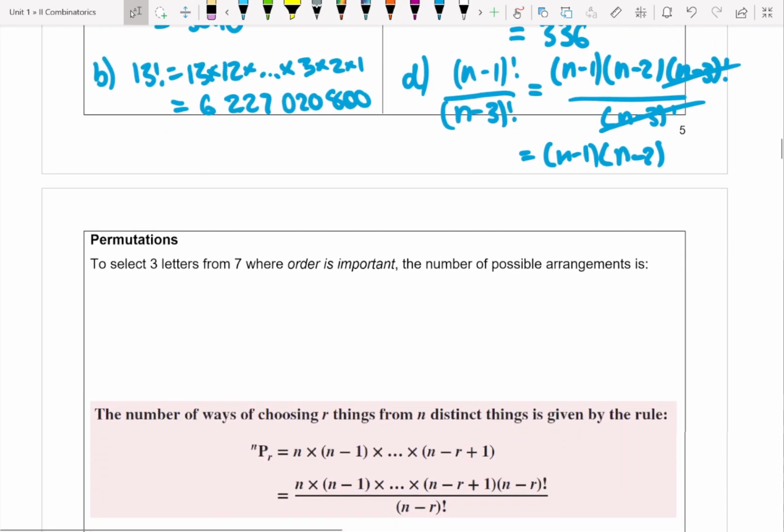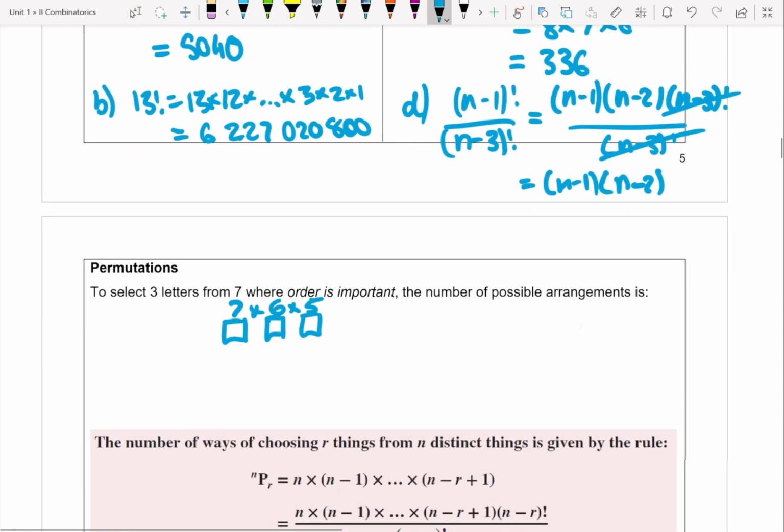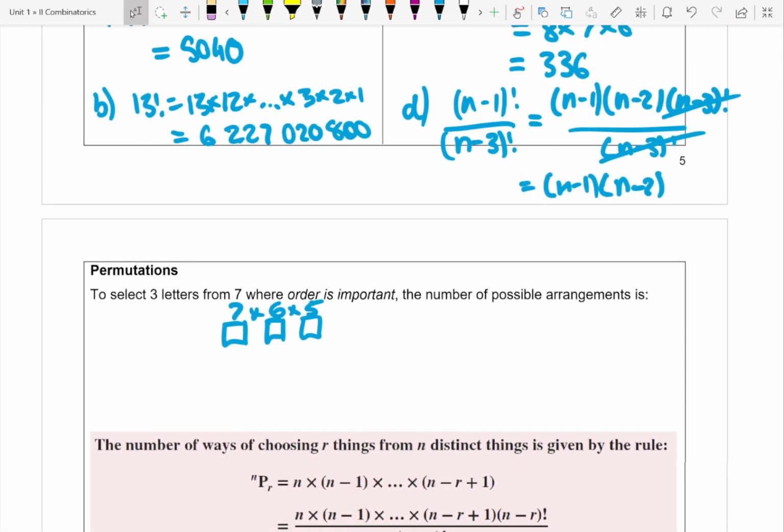Okay, permutations. So to select 3 letters from 7 where order is important, the possible arrangements is going to be 7 for the first one, then we have 6 letters left, and then we have 5 letters left. Well, this 7 times 6 times 5 looks awfully familiar to this 8 times 7 times 6 that we looked at in part C. So let's think of another way that we could have written that.